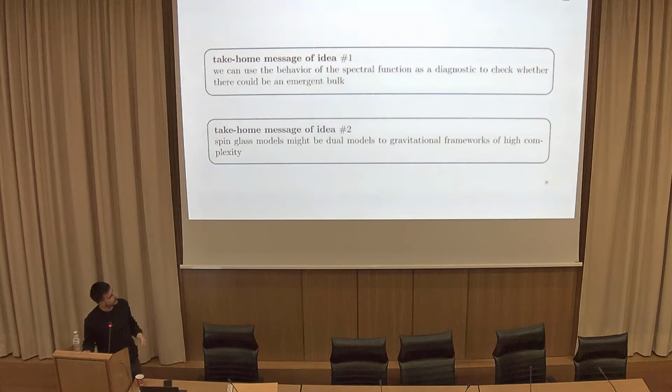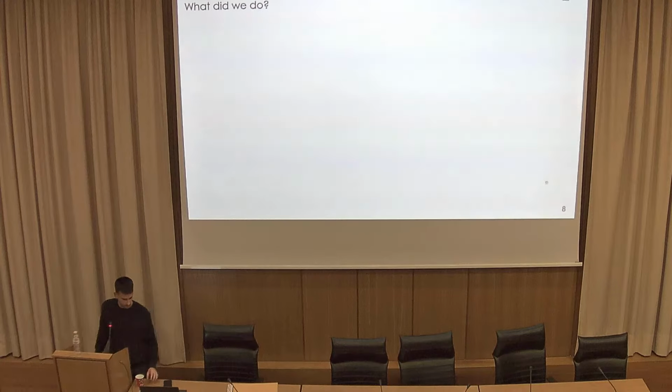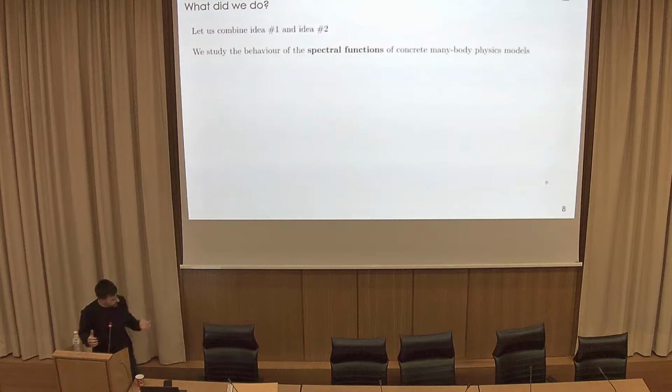The first one, I just remind you, is that we could use the spectral functions as a diagnostic for whether our boundary theory has an emergent bulk, or a dual. And the second one is that people have proposed these spin glasses as a possible dual for these high complexity gravitational frameworks. So we thought, how about combining these two ideas by finding concrete many-body physics models like the one I showed before, and calculating the spectral function, something we can do in many-body physics, and studying its properties.